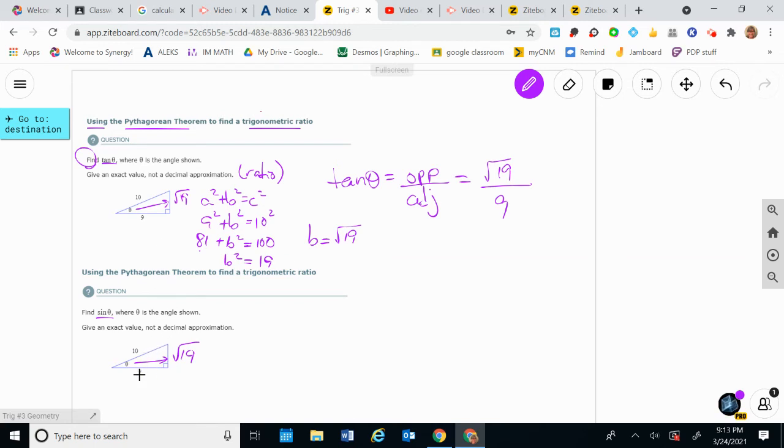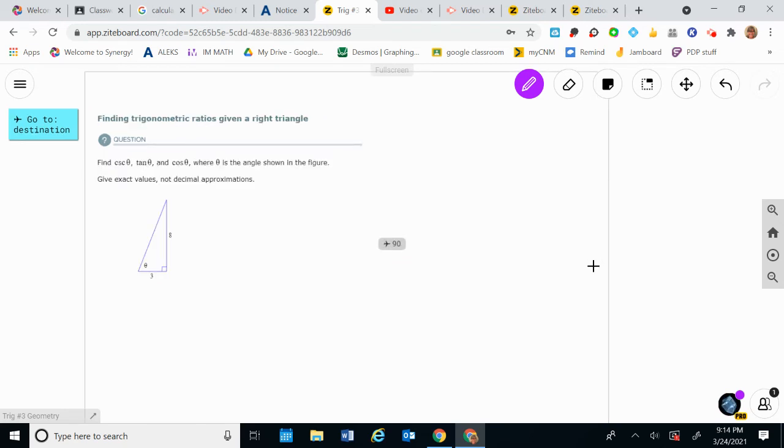Now they want the sine. Same triangle, different ratio. You would use the Pythagorean theorem, same one as we did there, and then you get the square root of 19. So the sine of theta is equal to opposite over hypotenuse. The opposite is the square root of 19, and the hypotenuse is 10. There you go. Next.